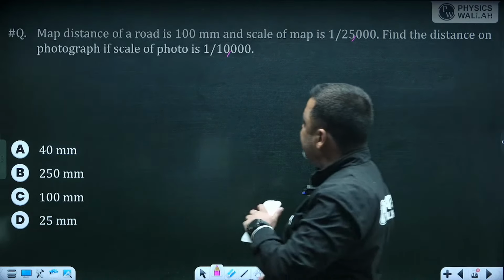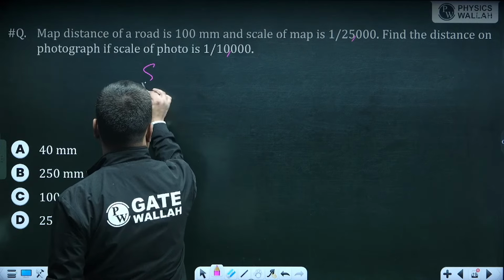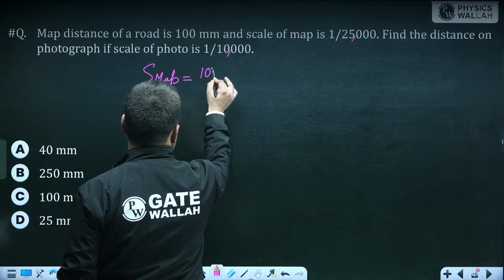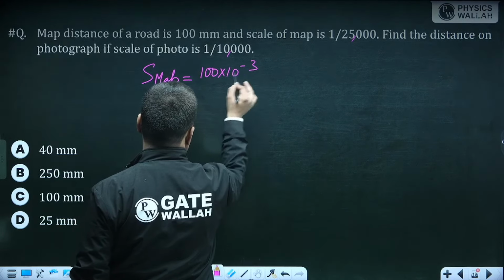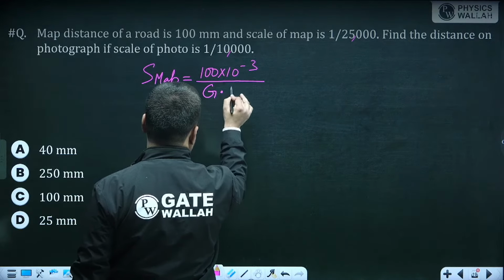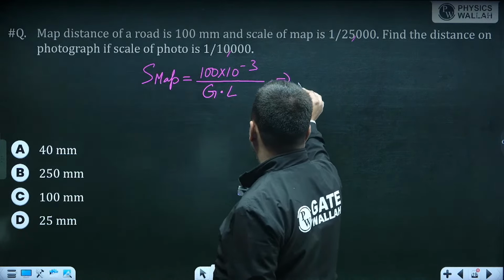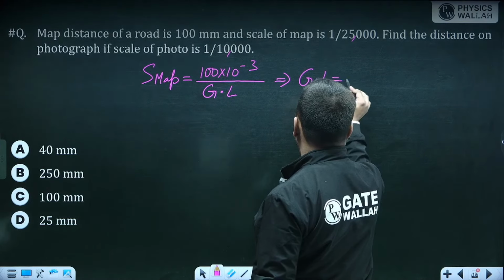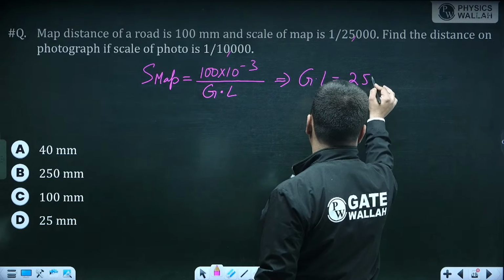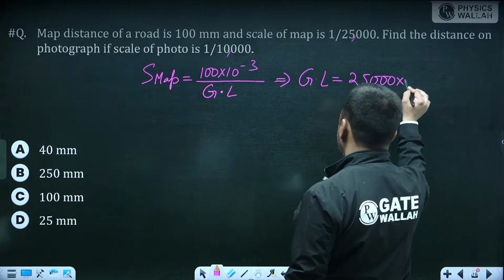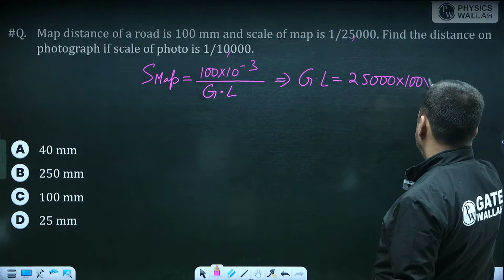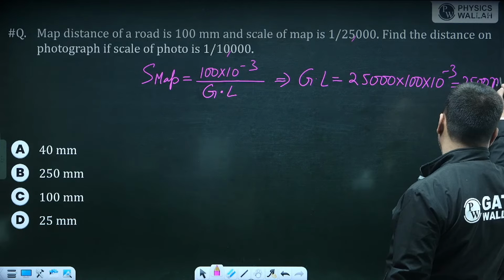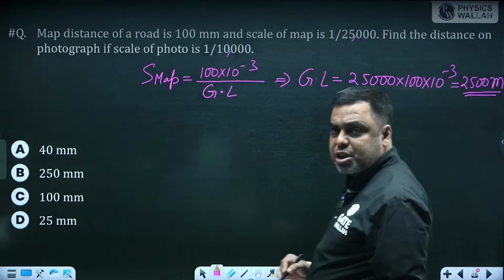So over here in this question, scale of map. So map distance is 100 into 10 to power of minus 3 divided by ground length. Right? So ground length would be how much? 25,000 into 100 into 10 to power of minus 3. That will be 2,500 meters. This is my ground length.